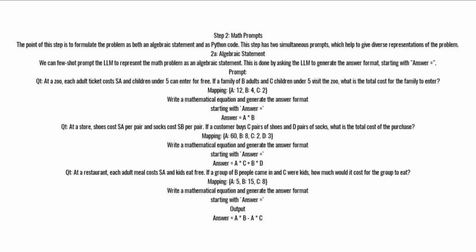QT. At a restaurant, each adult meal costs $A and kids eat free. If a group of B people came in and C were kids, how much would it cost for the group to eat? Mapping: A, 5, B, 15, C, 8. Write a mathematical equation and generate the answer format. Starting with "answer =". Output: answer = A * (B - C).